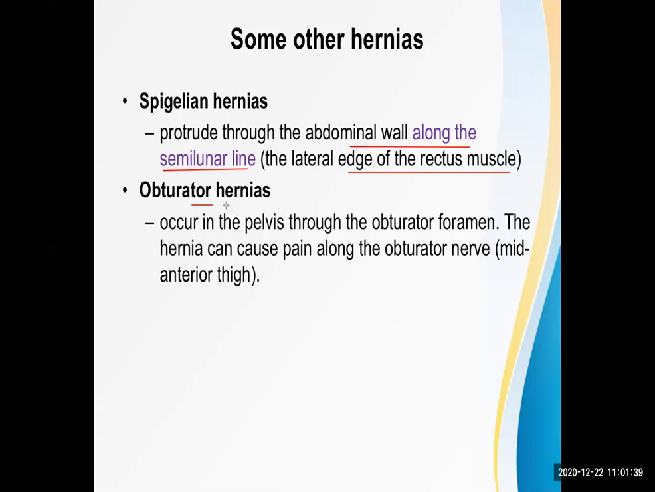And obturator hernia occurs through the obturator foramen, okay? Obturator foramen in the buttock area or upper part of the thigh on the back side, you can say. The hernia can cause pain along the obturator nerve, okay? So these are some of the important points.